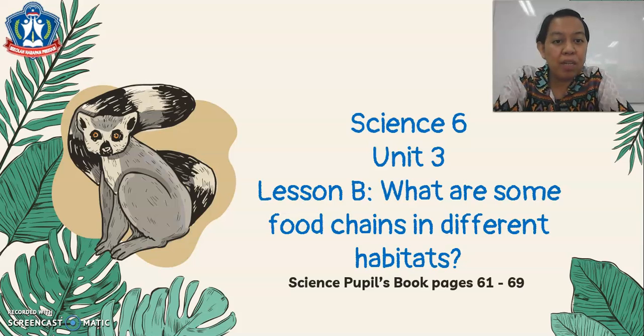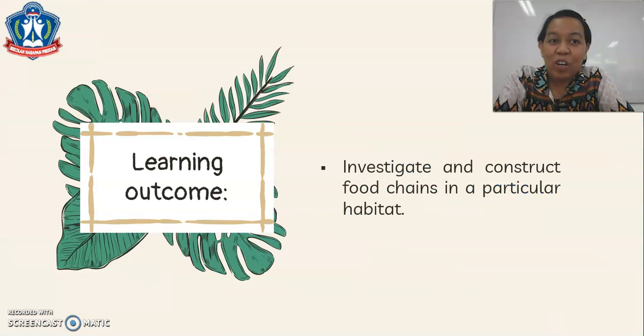What are some food chains in different habitats? Let's get our science pupils book and open it on pages 61 to 69 while watching this video. So are you ready? Let's get started! Our learning outcome is to investigate and construct food chains in a particular habitat.